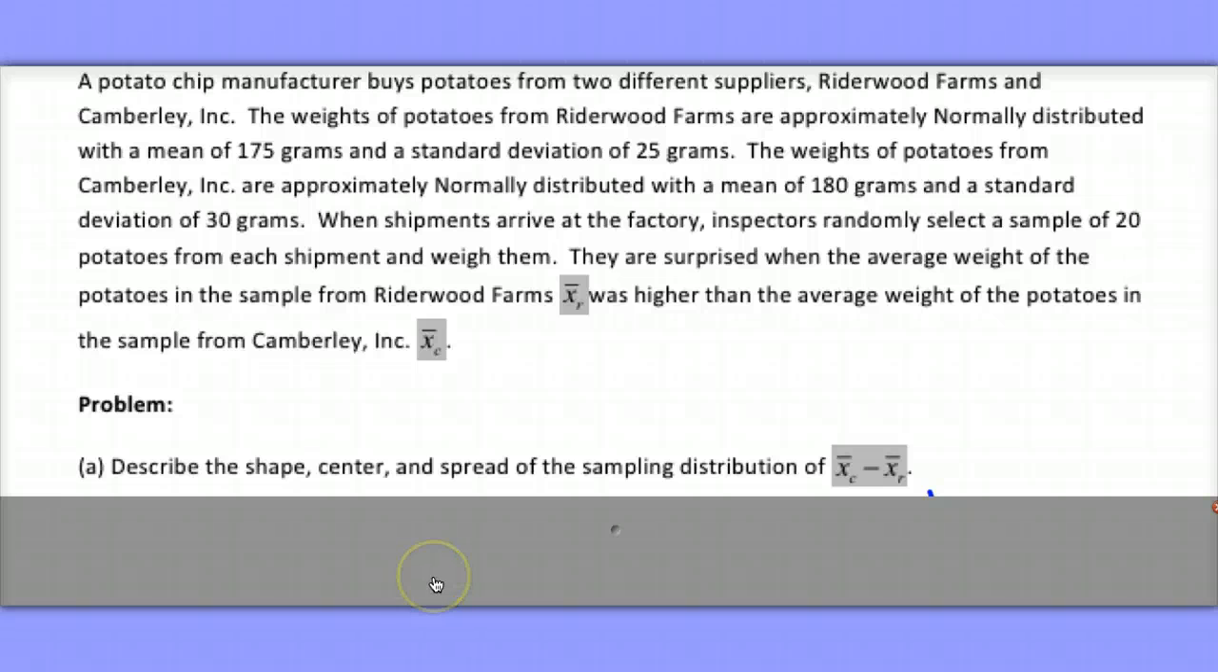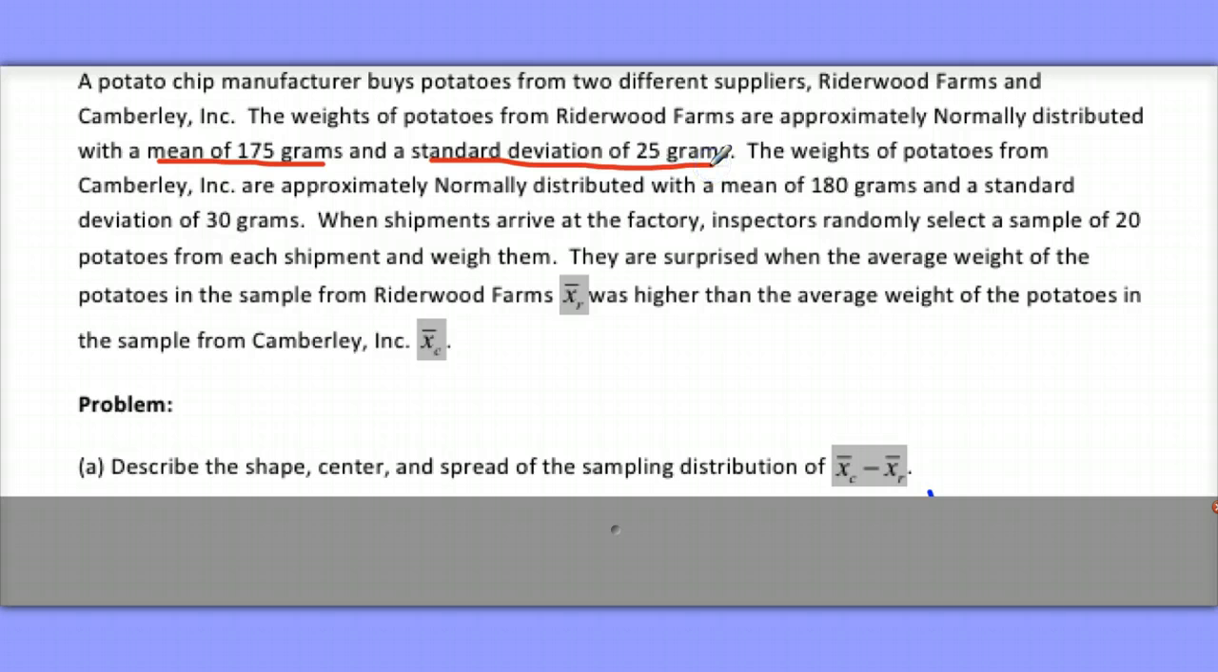So let's take a look at this example here. It's a little bit long. We have a potato chip manufacturer. He's buying potatoes from two different suppliers. And one of the suppliers is Riderwood Farms. Their potatoes are normally distributed with a mean weight of 175 and a standard deviation of 25. That's for all of its potatoes.